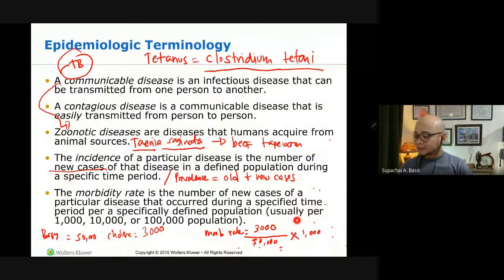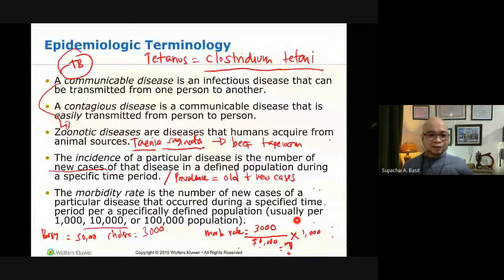So the answer here would be the morbidity rate of cholera for every 1,000 population. If you multiply it by 10,000, your answer would be for every 10,000 population. If you multiply it by 100,000, your answer would be for every 100,000 population. So that's how we compute the morbidity rate.